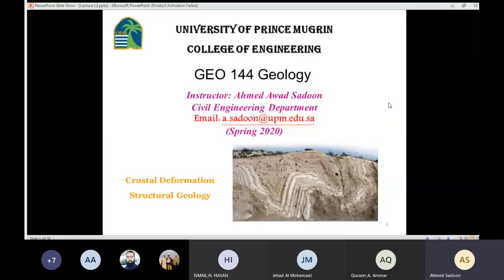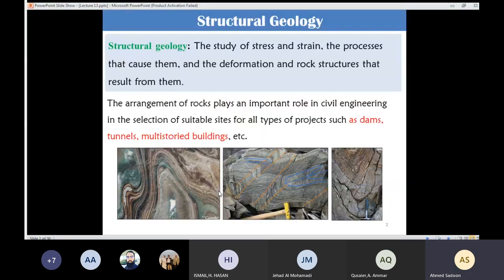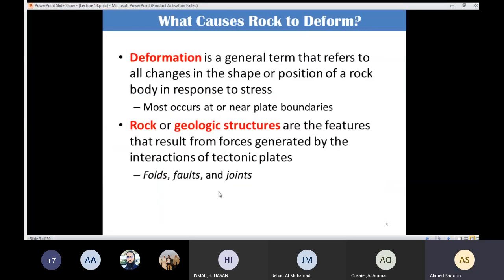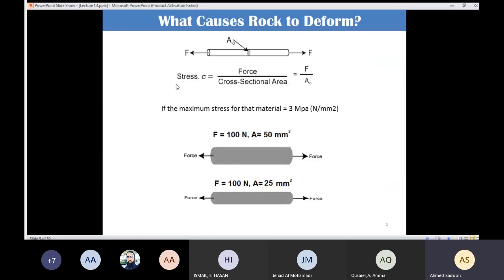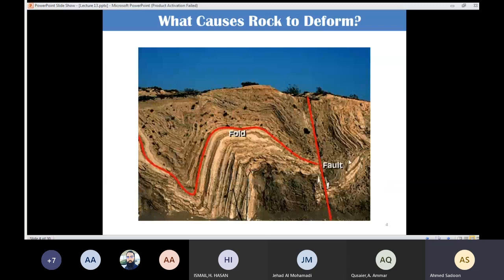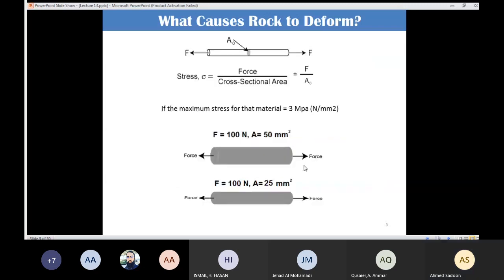So we were talking about crustal deformation last time, and today we are going to continue our discussion regarding crustal deformation. Last time we discussed very important ideas. We discussed the deformation concept in general, and also we have an idea about the fault and the joints.